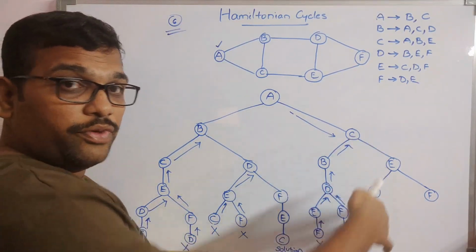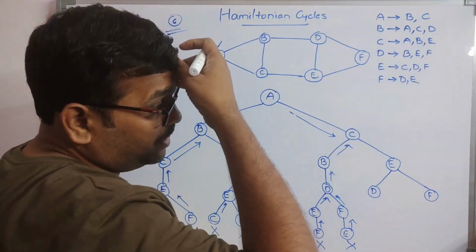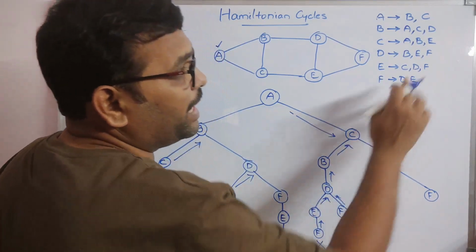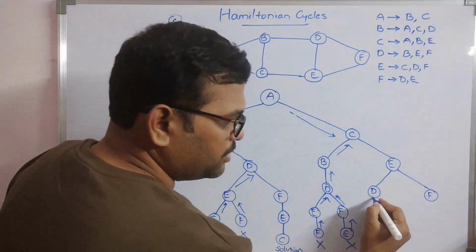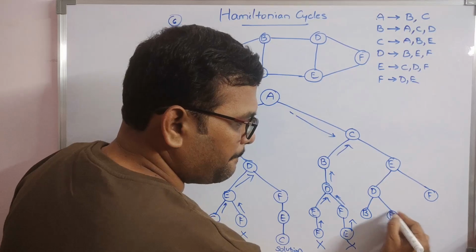Depth first search. So we need to find out the depth. D is having B, E, F. So in this path A, C, E, D, we are having only E. There is no path from B and F. So give the B here and F here.